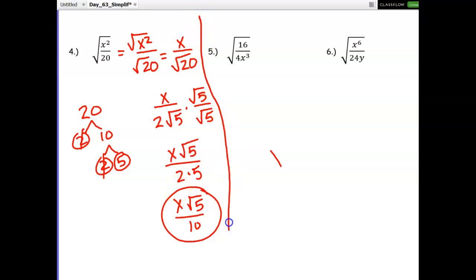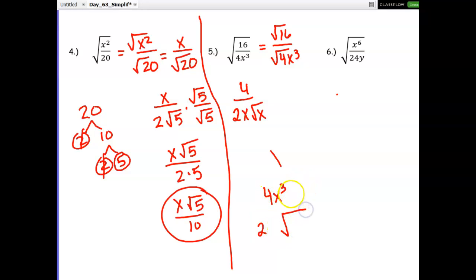Okay, looking at number 5, square root of 16 over the square root of 4x to the third. Okay, the square root of 16 is 4. The square root of 4x to the third would be 2x radical x. Okay, so let's review how to do that. So the square root of 4 is 2. So that comes outside the radical. X to the third, if you remember, one group of x's with one left over. So that's how we got that.